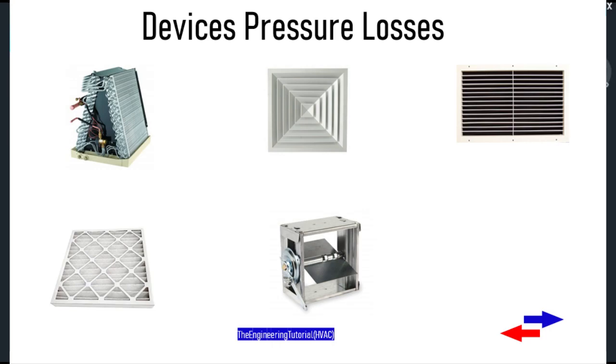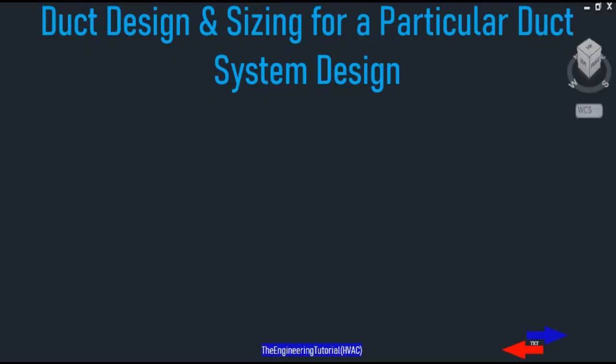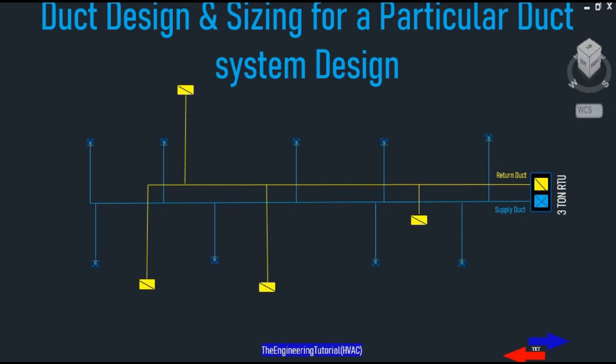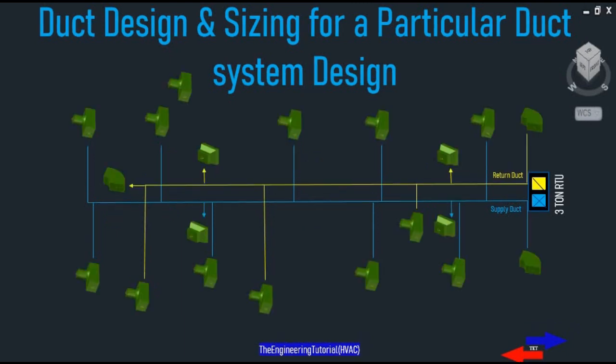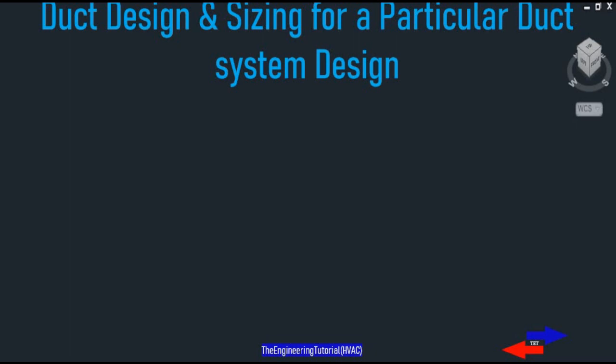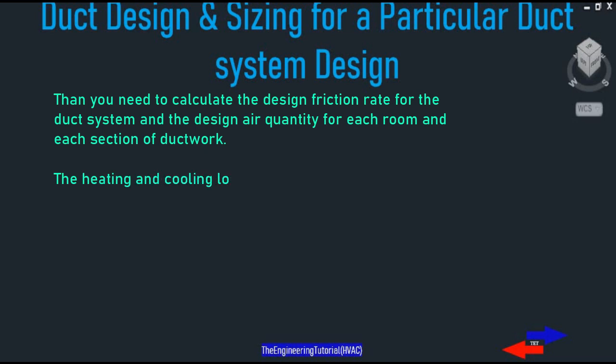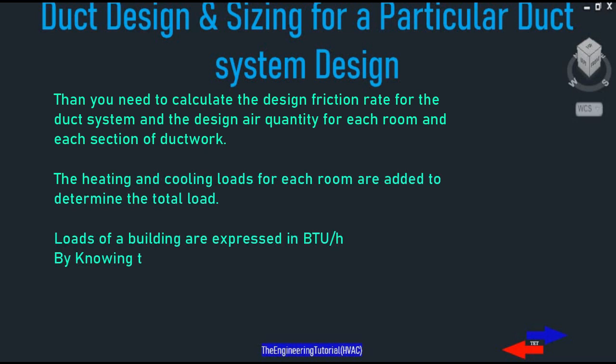And you need to calculate the available static pressure, and then you need to prepare a sketch of the duct system, including registers and grille location, distance, and duct fittings. You need to calculate the effective length for the duct run, and then you will need to calculate the equivalent length or effective length for all the fittings. Then you need to calculate the design friction rate for the duct system and design air quantity for each room and each section of the ductwork.